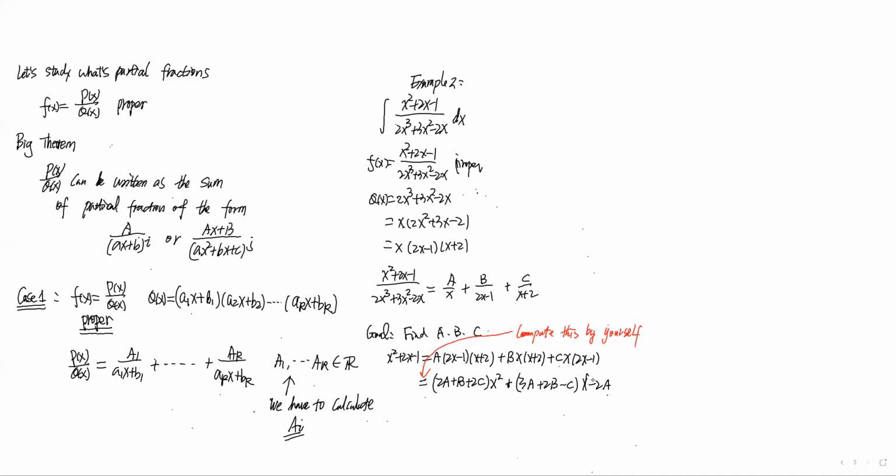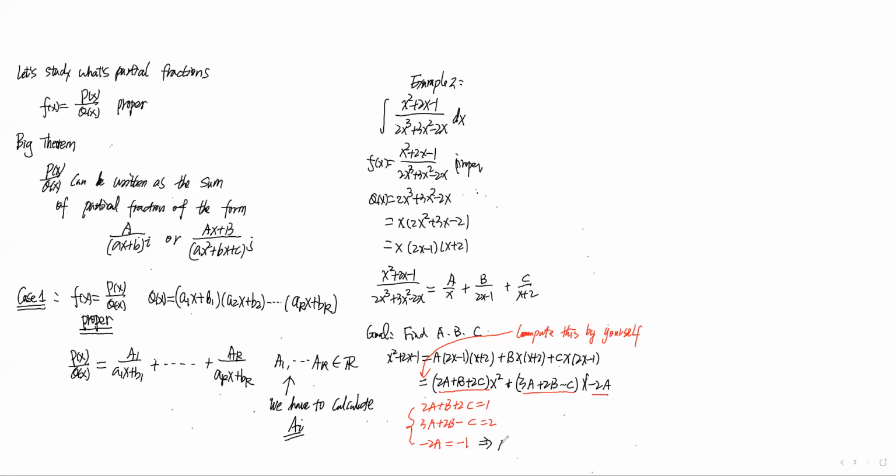So if we look at both sides, we get A plus B plus 2C is 1, 3A plus 2B minus C is 2, right? The coefficient is 2. So the constant term is negative 2A is negative 1, right? So we get three linear equations, right? So our next step is to solve for A and B.